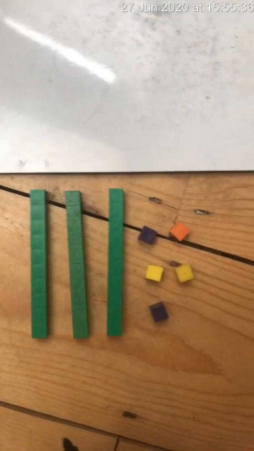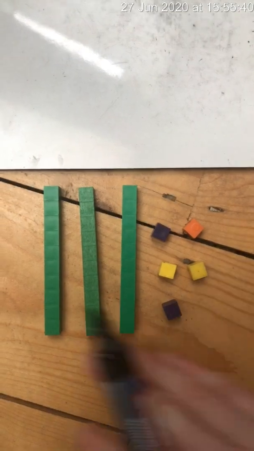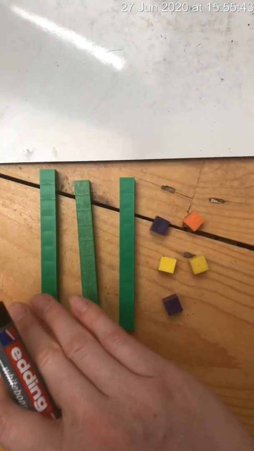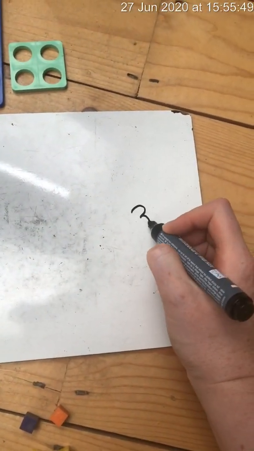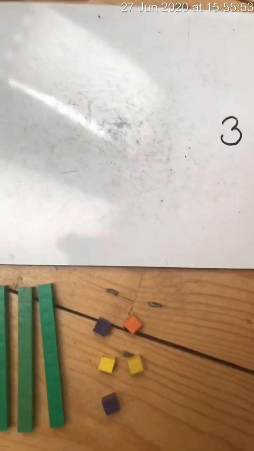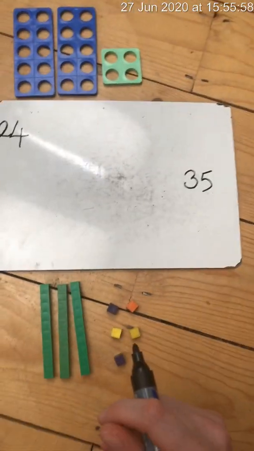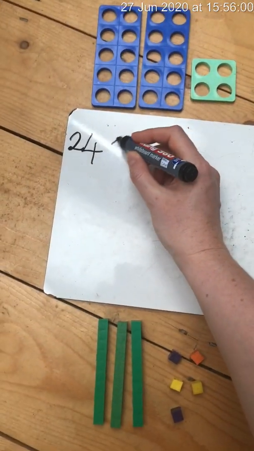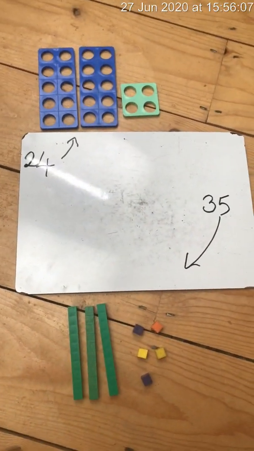Now, what does our Deans represent down here? What number is this showing us? We've got 1, 2, 3 tens. So I'm going to write them over here. 3 tens, and then how many ones? 5. Okay, so we've got 24 up here and 35 down here. Now, we want to compare these numbers.